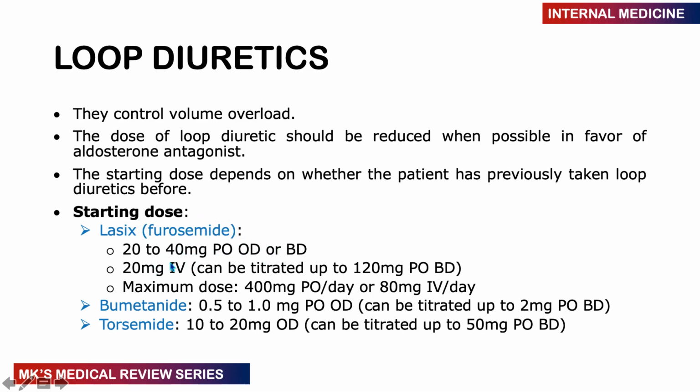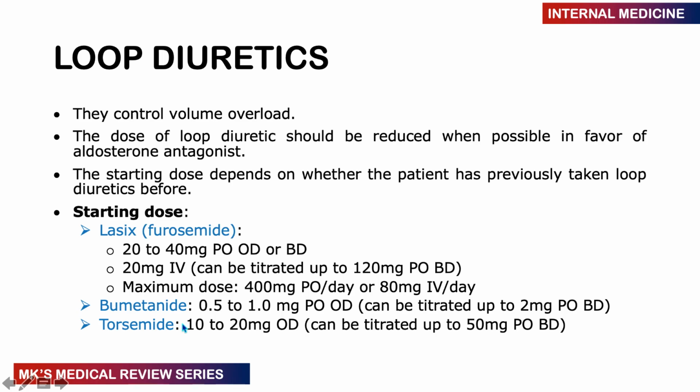If it's IV, 20 milligrams, and you can titrate upwards based on the response up until you reach 120 milligrams twice a day. So a maximum dose of 400 milligrams orally per day or 80 milligrams IV per day. Bumetanide, 0.5 to 1 milligram orally once a day. You can reach up to 2 milligrams orally twice a day, meaning it has a better bioavailability compared to furosemide.